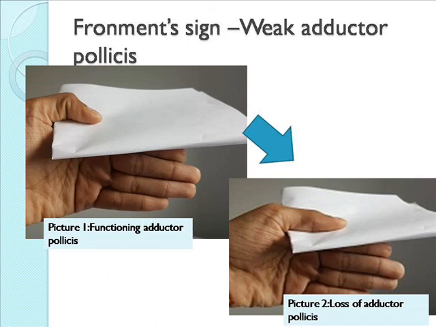The first picture shows a normal adductor pollicis. The second picture shows a weak adductor pollicis. The person will not be able to hold the paper between the thumb and the index finger as shown in picture 1.